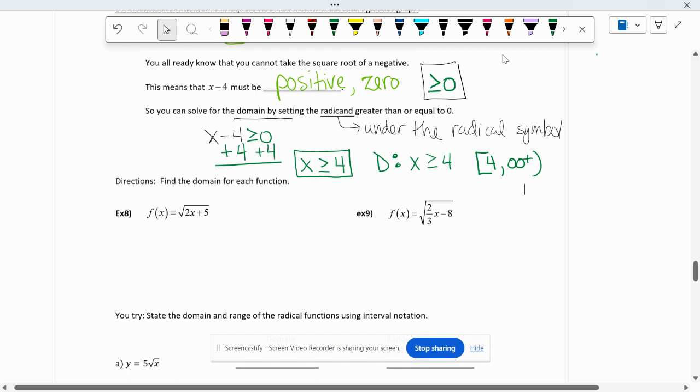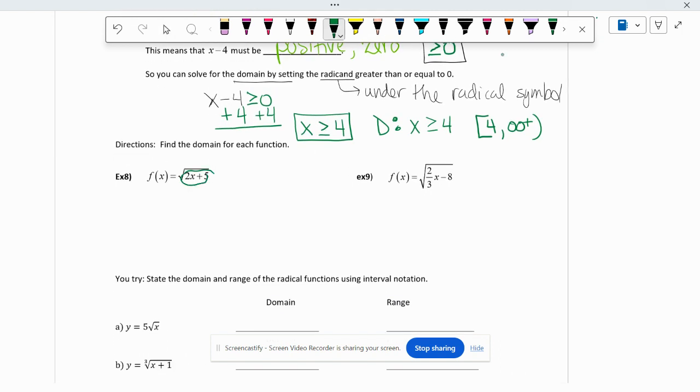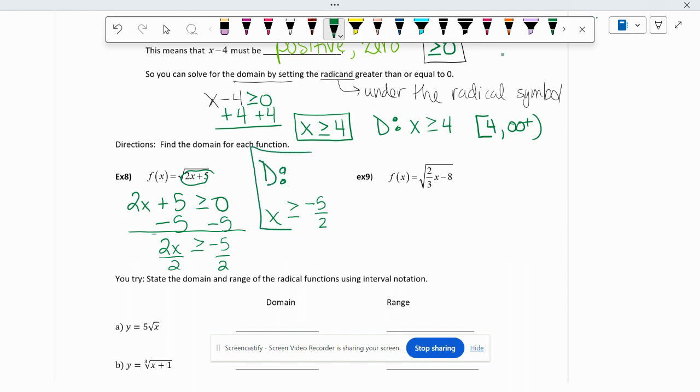Okay, so we're going to use that same idea. We're going to say that the radicand has to be greater than or equal to 0. So let's see. I would subtract 5 from both sides. I'm just solving this inequality. That gives me 2x is greater than or equal to negative 5. I would divide both sides by 2. And that means that x is greater than or equal to negative 5 halves. This is my domain. If I want to write it as an interval, I write negative 5 halves, comma, positive infinity.